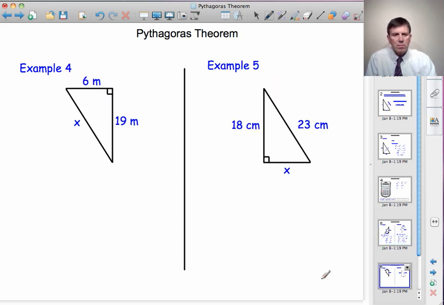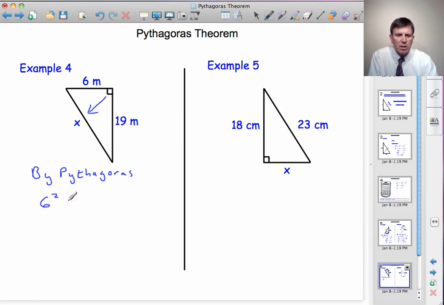Two more examples. Let's say "by Pythagoras" to start with. Acknowledge we're using the theorem. Mark on the hypotenuse so we can see which one's going to go on its own, and this time it's the x again that's going to go on its own. So it's 6 squared plus 19 squared equals x squared.